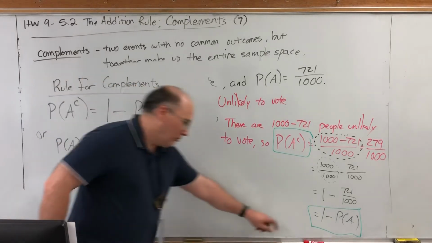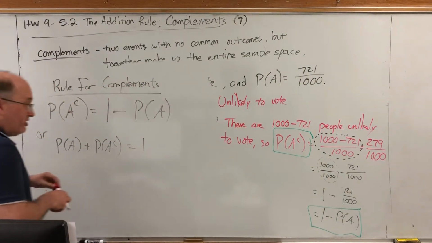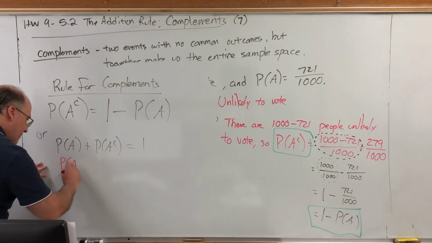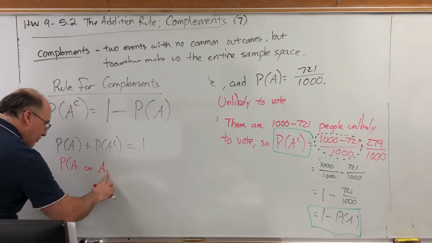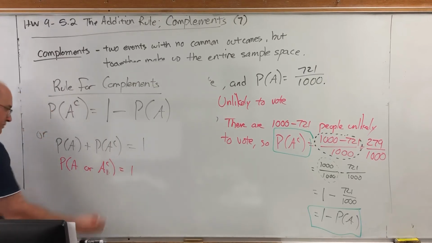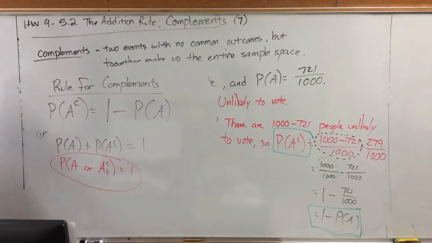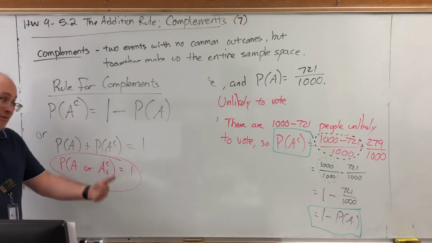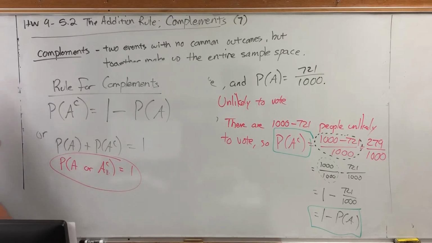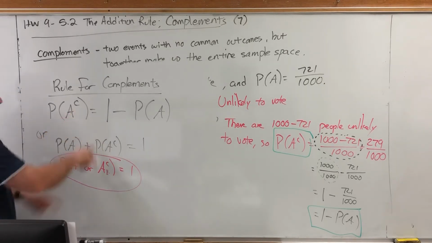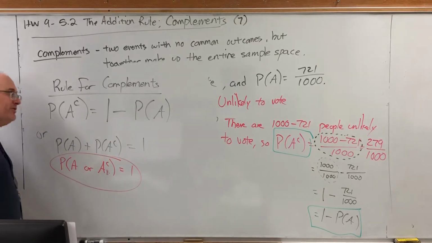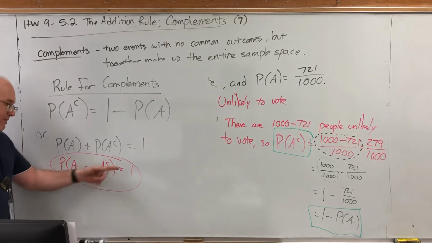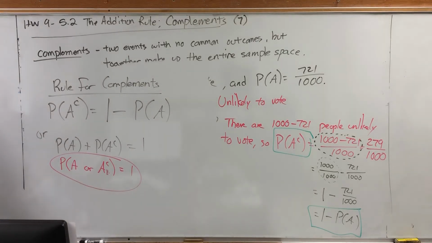And didn't we have a rule that said if you're mutually exclusive, then there's a relationship between your probabilities? You could stick them together and put an or between them. Doesn't this make sense? The probability that something will or will not happen is 100%, because it either will or it won't. So it actually makes perfect sense that the probability of a complement is equal to 1 minus the probability of the original event, because the probability that it will happen or it won't happen must be 1.